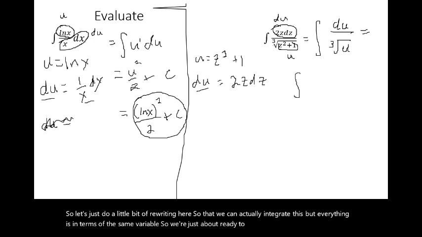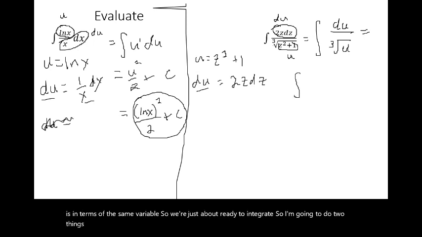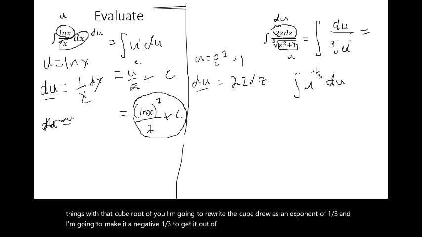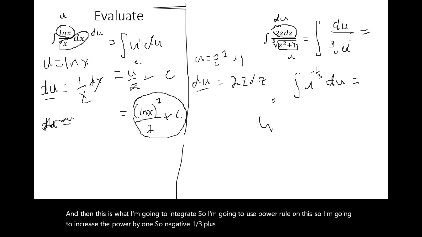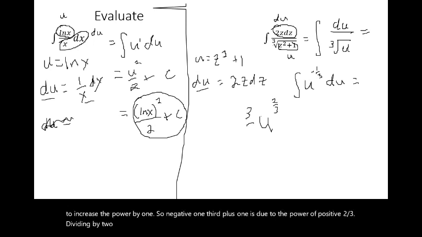So I'm going to do two things with that cube root of u. I'm going to rewrite the cube root as an exponent of 1/3, and I'm going to make it a negative 1/3 to get it out of the denominator. And then this is what I'm going to integrate. I'm going to use the power rule on this, so I'm going to increase the power by 1, so negative 1/3 plus 1 is u to the power of positive 2/3. Dividing by 2/3 is the same as multiplying by 3/2. This is an indefinite integral, so you need a plus c.